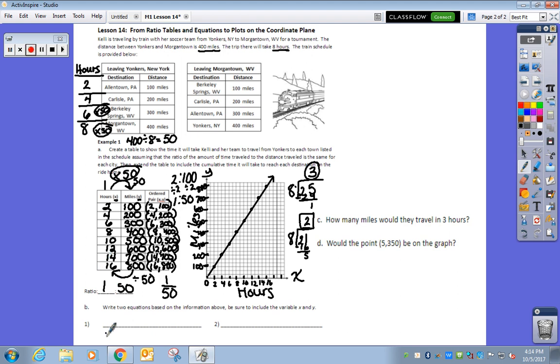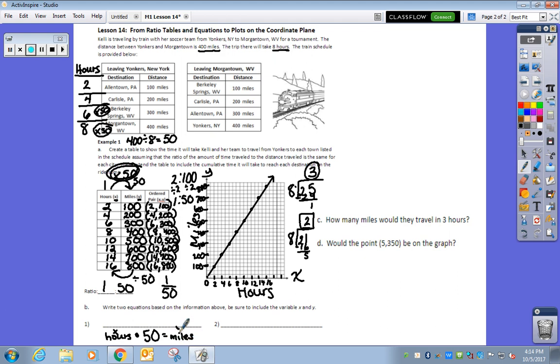So what I'm doing is I'm taking my hours, which I'm going to be calling x. I'm multiplying it, and by the way, another way you can write a multiplication symbol is a dot like this. I'm just going to do that for today to show you. So I'm taking the hours and multiplying it by 50, and that's giving me my miles, which I'm going to be writing as y.